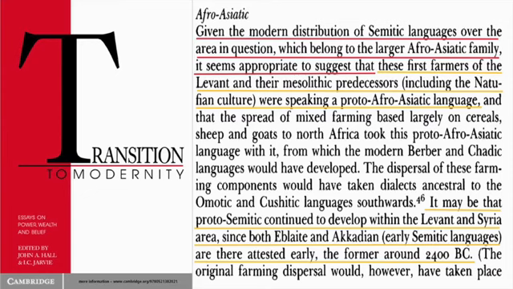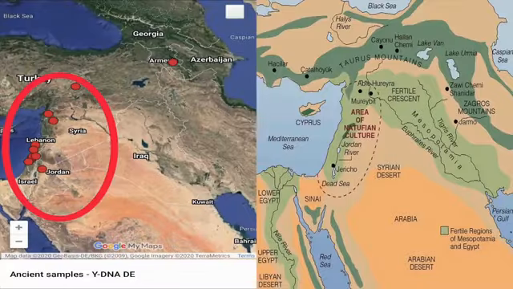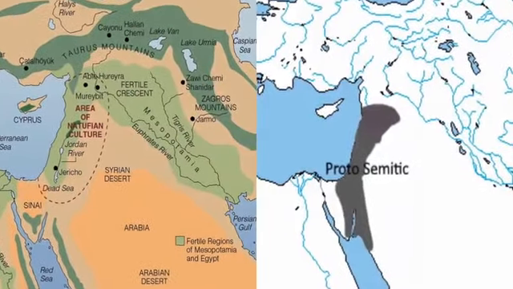And according to Cambridge University, it reads, "Given the modern distribution of Semitic languages over the area in question, which belong to the larger Afro-Asiatic family, it seems appropriate to suggest that these first farmers of the Levant and their Mesolithic predecessors, including the Natufian culture, were speaking a Proto-Afro-Asiatic language. It may be that Proto-Semitic continued to develop within the Levant and Syria area, since both Eblaite and Akkadian, early Semitic languages, are there attested early, the former around 2400 BC." Furthermore, M34 has its origin in the Levant being the origin and homeland of Proto-Semites.